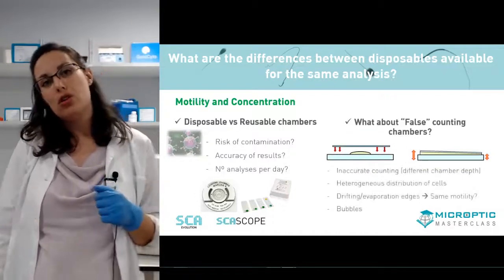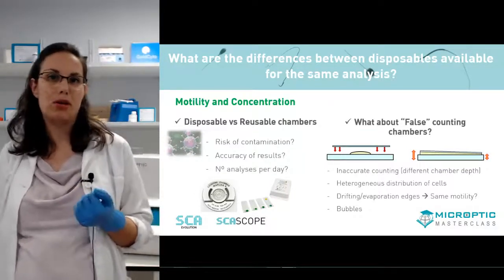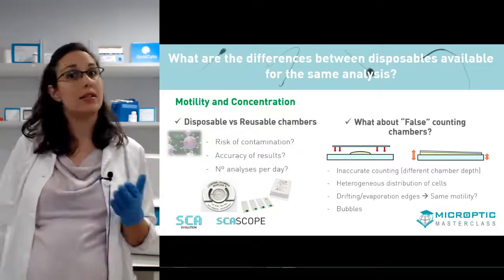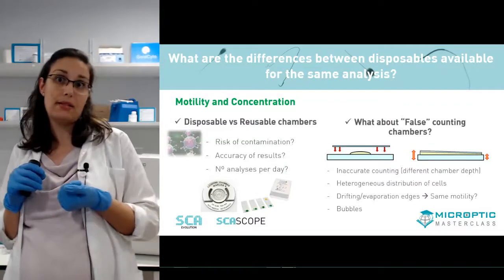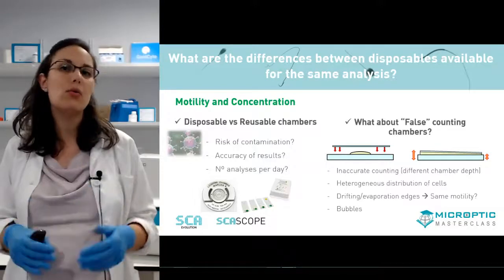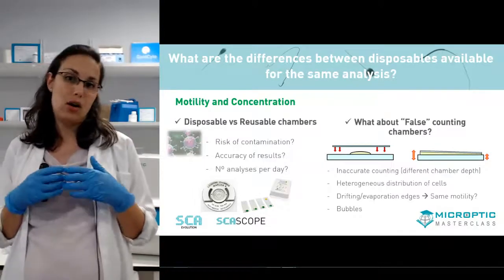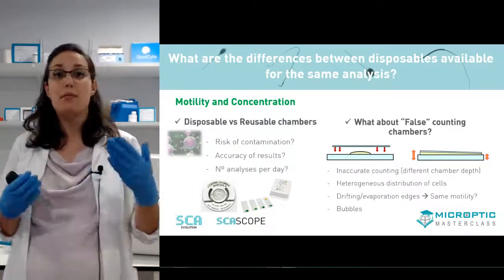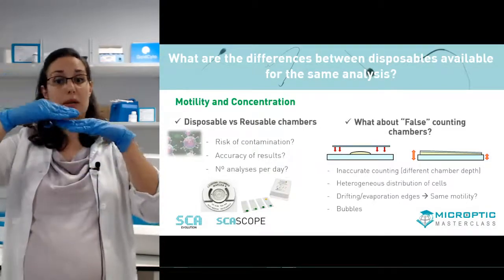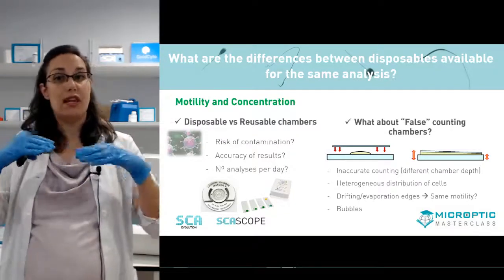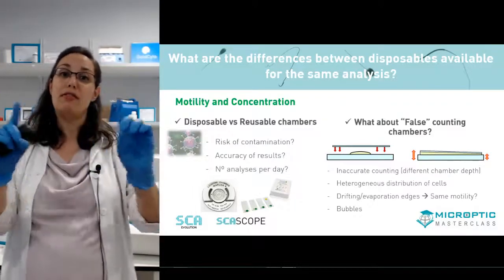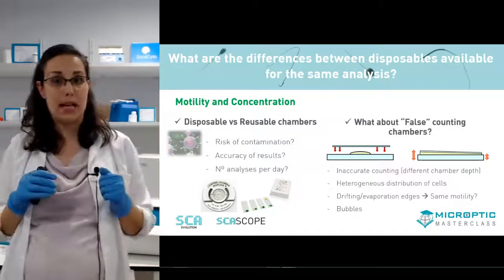Also, I would like to talk about the false counting chamber, because one of the most economic ways to evaluate motility and concentration is just using a slide and a cover slip. In that case, we need to take into account that this is the least accurate way to assess motility and concentration. Why? Because we cannot control the depth of the chamber once we put the cover slip. Also, the distribution of cells is not homogeneous at all, and we cannot control the drifting effect on the periphery of the cover slip.